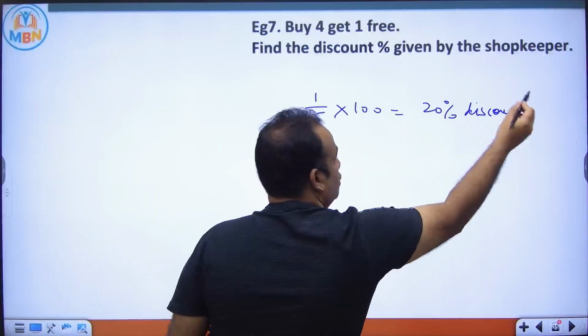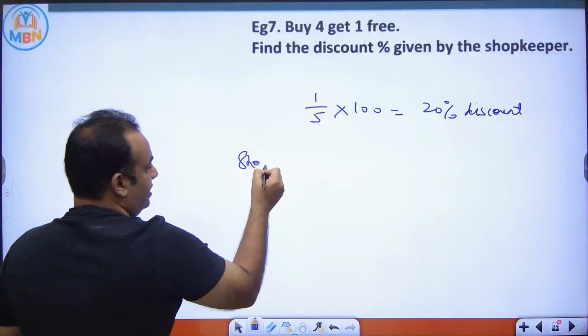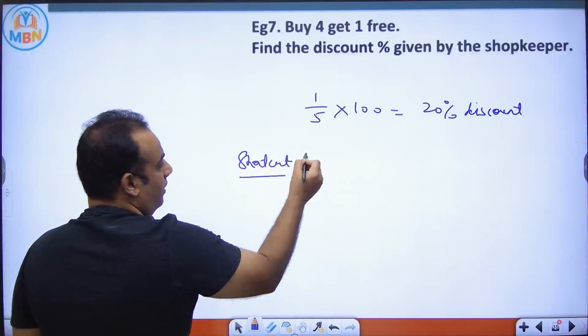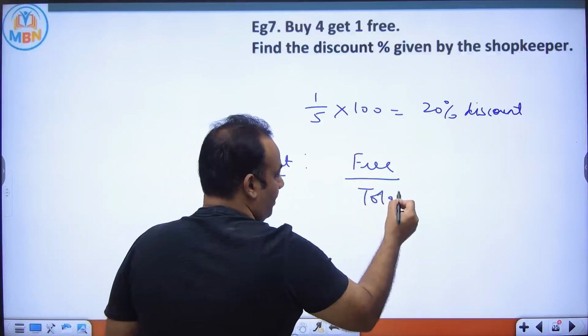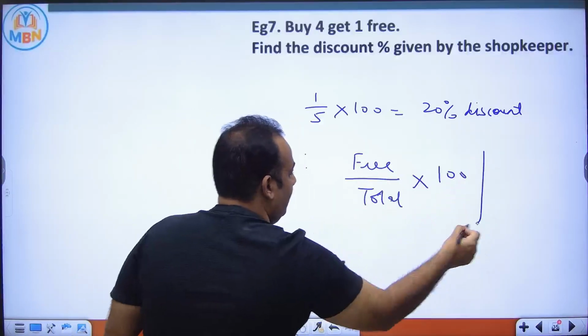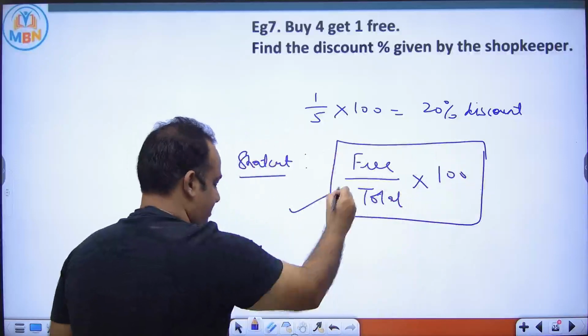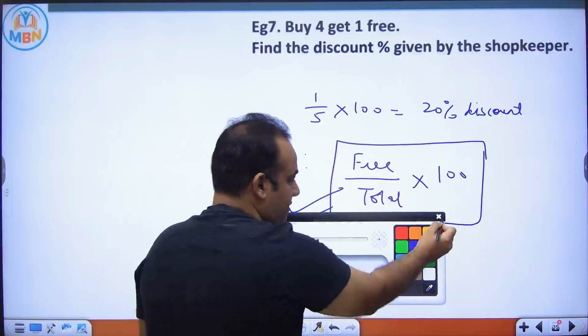Or I can say the shortcut for these kind of questions is whatever be free divided by total into 100. Free divided by total into 100 is the discount percentage.